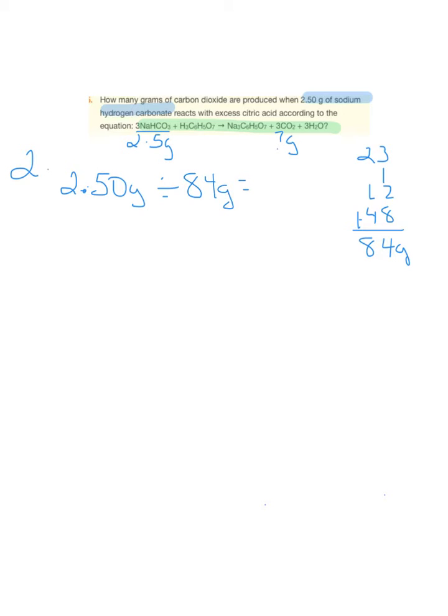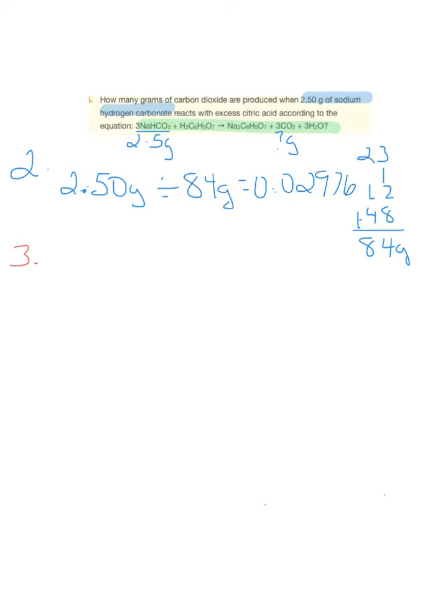When you divide 2.5 by 84, you get 0.02976. Since we're doing this step by step and getting an answer, we want to keep a good amount of the digits. We will simplify to significant figures as our very last answer. Okay, but at this point, step 2 is done. You're now going to want to do step 3.